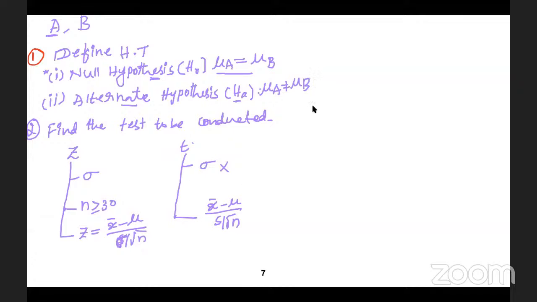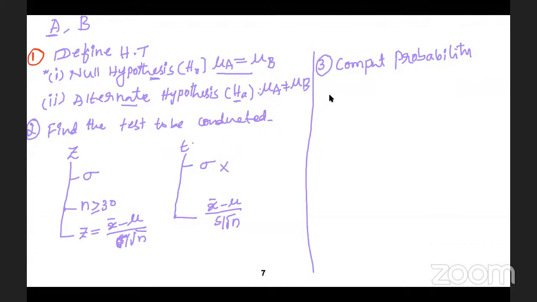Once I compute the T value and Z value, the third step is to compute the probabilities. X bar is nothing but the sample mean, mu is the population mean, S is the sample standard deviation, and n is the total number of data points. Then I'll get a numerical number like 1.2, 2.3. For this, I have to compute the probabilities.